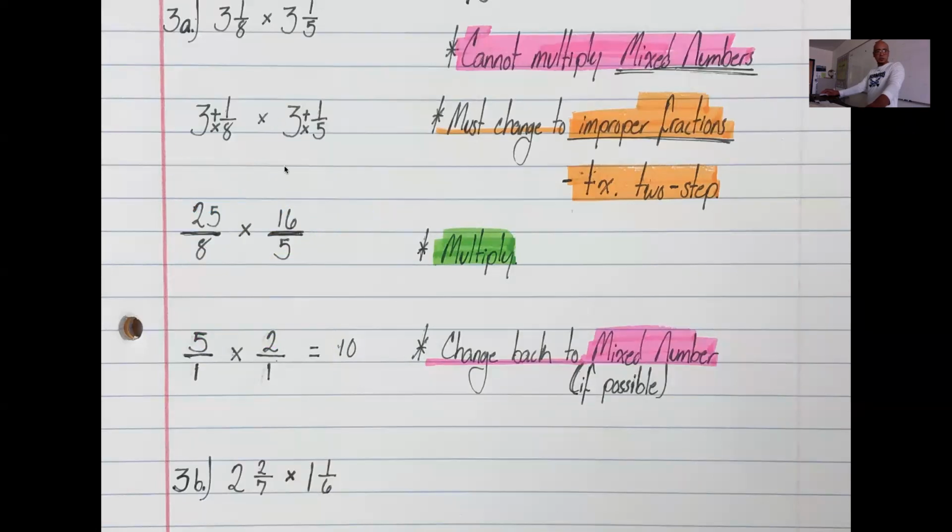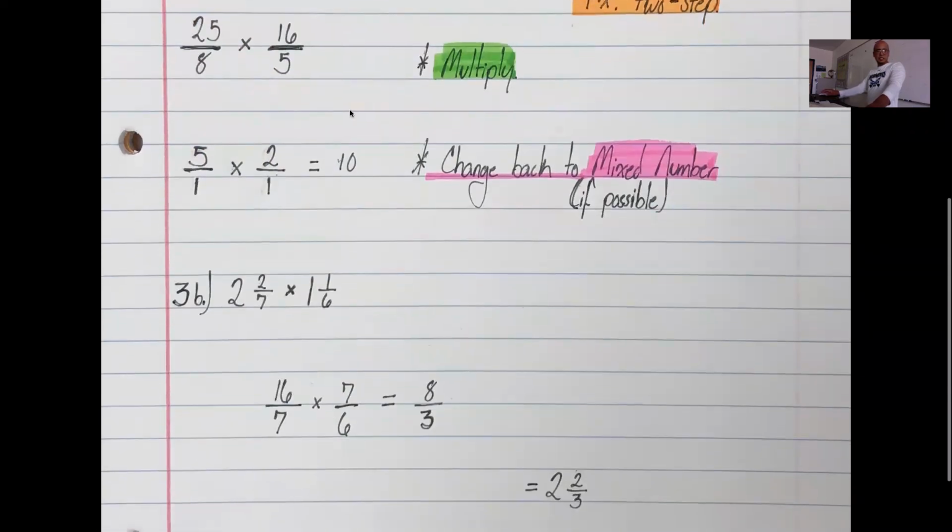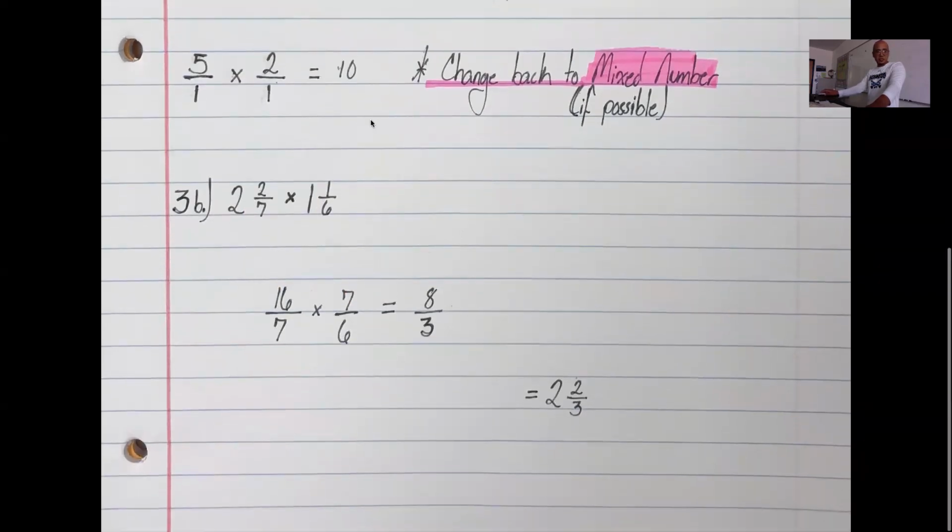Let's do this one a little bit faster. Again, mixed numbers, we don't want to do mixed numbers, so let's go ahead and change those mixed numbers to improper fractions. So we do Texas two-step. 2 times 7 is 14 plus 2 is 16. So that's going to be 16/7. That's where I got this from. Over here, 6 times 1 is 6 plus 1 is 7. 7/6. That's where I got this from. Okay, now I have my improper fractions.